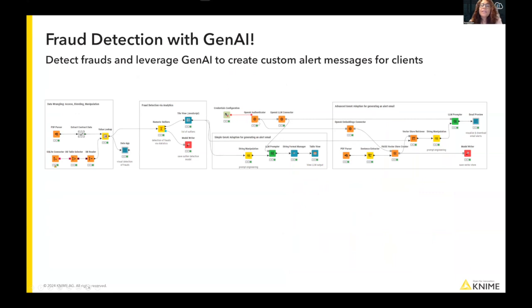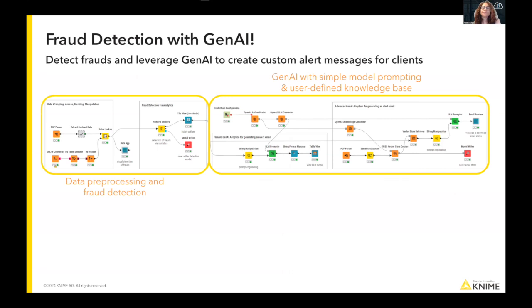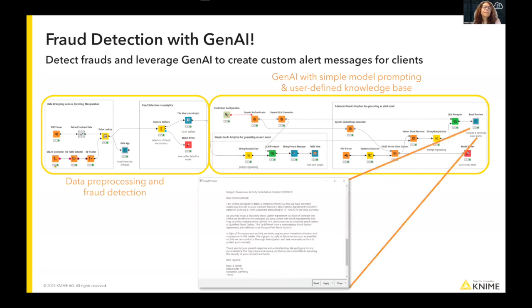And here you can see the generation of the alert email by authenticate, connect, prompt, so a simple prompt to the API of the AI provider, or authenticate, connect, prompt integrated with the RAG process: knowledge base, embedding, connector to the embedding model, vector store, and retriever of the closest document in the vector store. And this is the result.